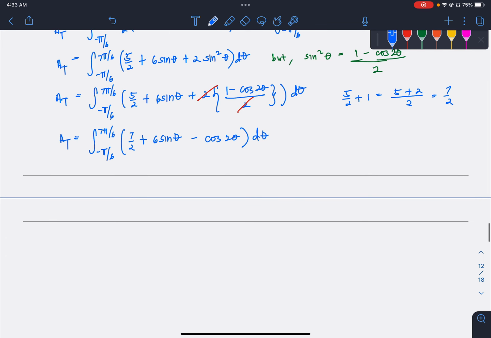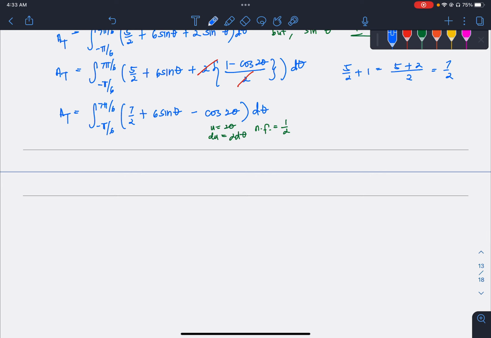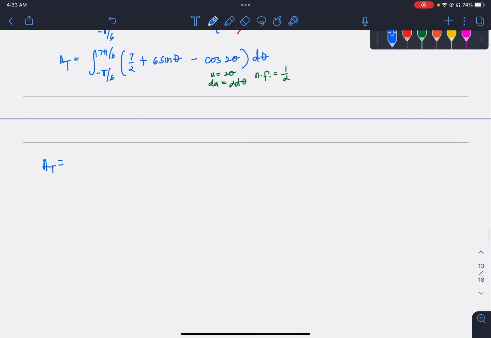Sine theta can be integrated right away. For cosine 2 theta, we have u equals 2 theta, so du will be 2 d theta. Therefore, we'll have a neutralizing factor of 1/2. So for the total area, we can now integrate. The integral of 7 over 2 will be 7 over 2 theta.